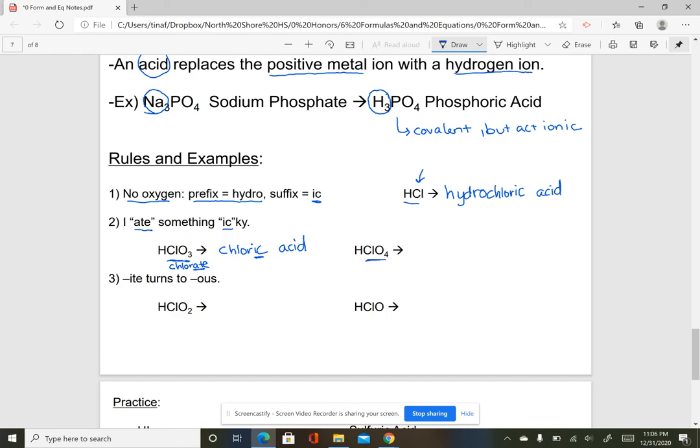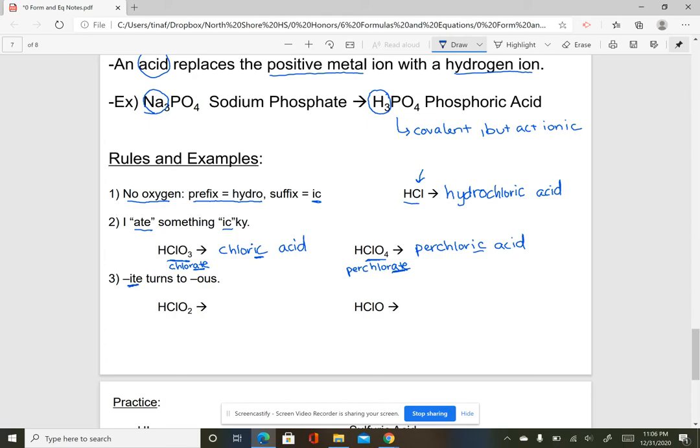ClO4 is perchlorate. So I ate something icky. I would call this perchloric acid. So again, you need the names of these polyatomic ions, even though these are technically covalent compounds. And then remembering those endings will determine how you change it into an acid name.